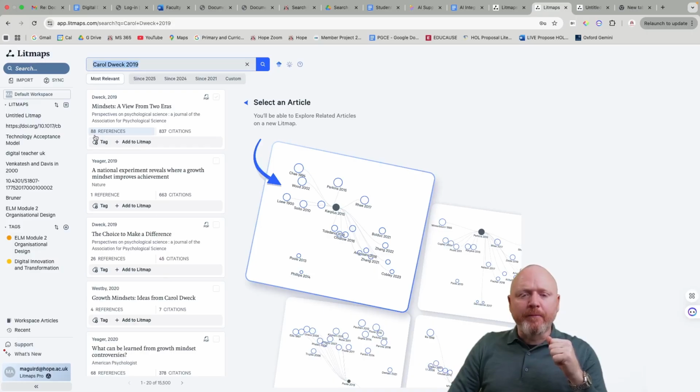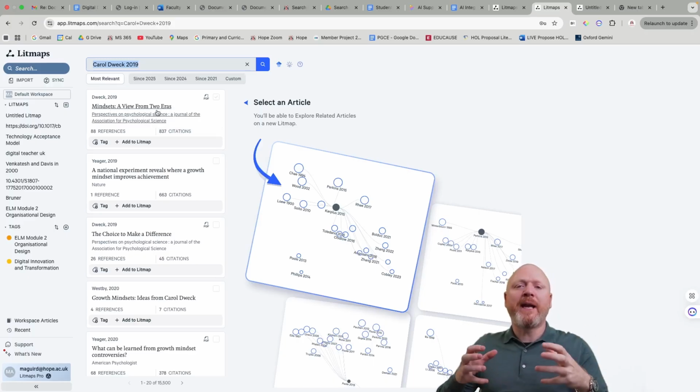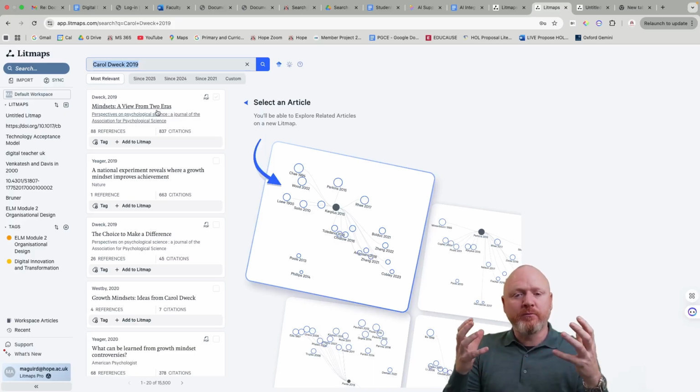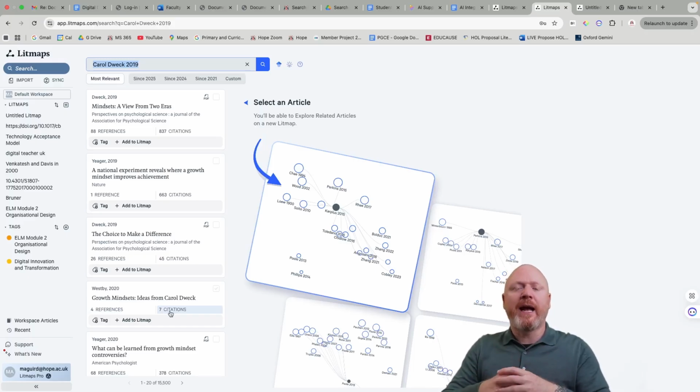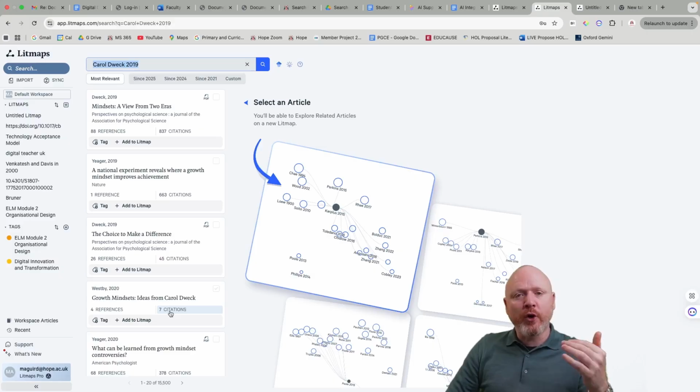So what we're looking for here, as you'll see, we've got 88 references and we have got 837 citations. That means that 837 times Carol Dweck's paper, Mindsets: A View from Two Eras, has been used by other academics. So that's given that paper some significant weight in this area of study. So we're going to choose that paper. If, for example, we've got down here Growth Mindset written by Westby in 2020, it's only got 7 citations. So it will not create links with the other literature as well as something with larger citations. So we're looking for that paper that has got a large number of citations.